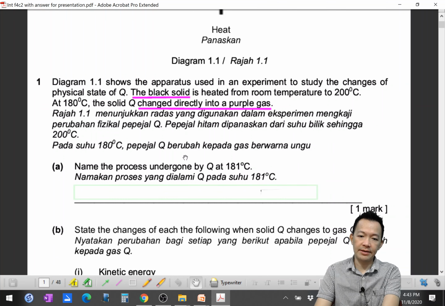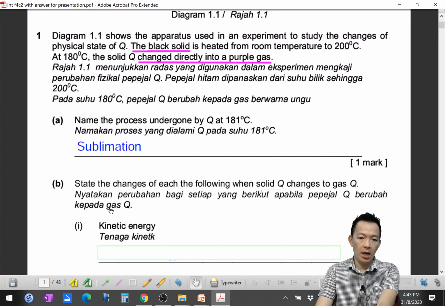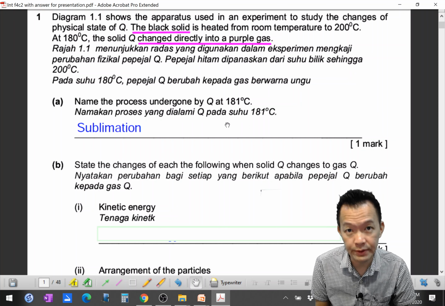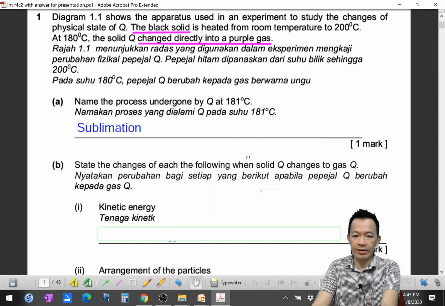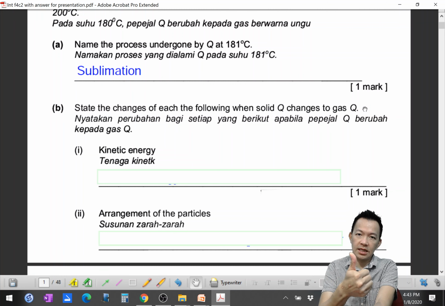OK, start now. Name the process undergone by Q at 181. Solid becomes gas directly. 固体直接变成气体，这种叫 sublimation. Why did I open the answer so fast? Because I thought you know. 我认为你会啊。我不会为难你，我直接开了的。State the changes of the following when the solid Q changes to gas Q. So when the solid is heated, it becomes gas.